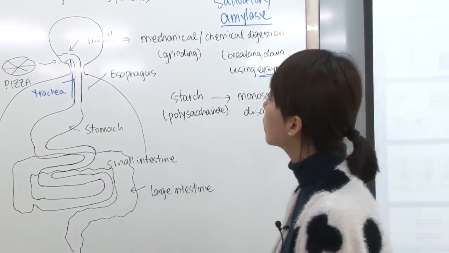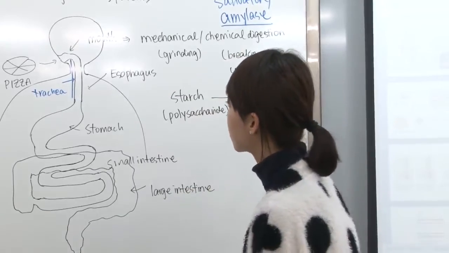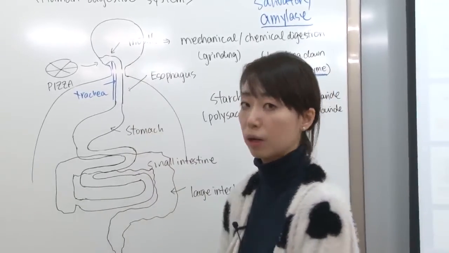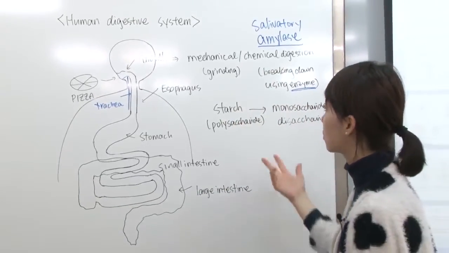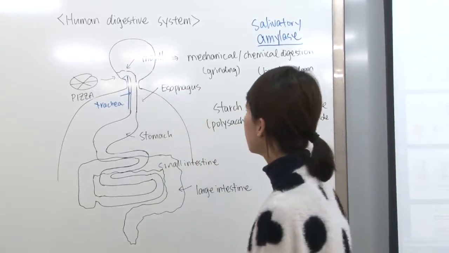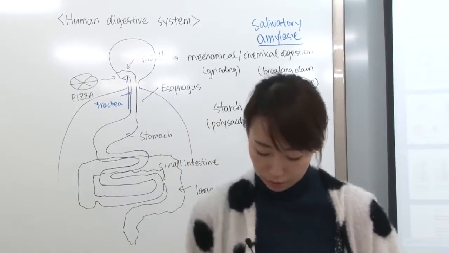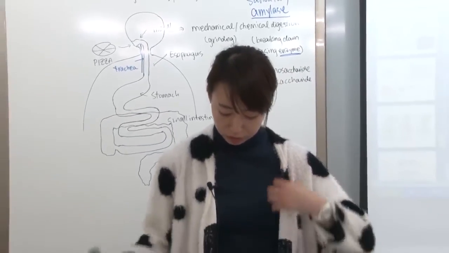So chemical digestion of carbohydrate starts at the mouth. But protein or lipid or other things don't really go through chemical digestion in the mouth. So this is the first part that they go through. That's on page 219, mechanical and chemical digestion.